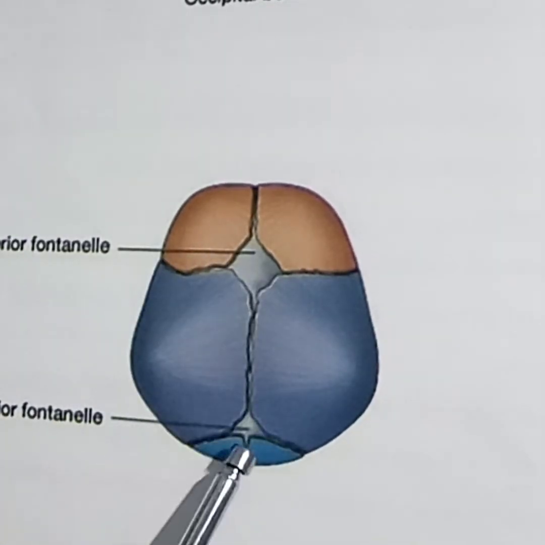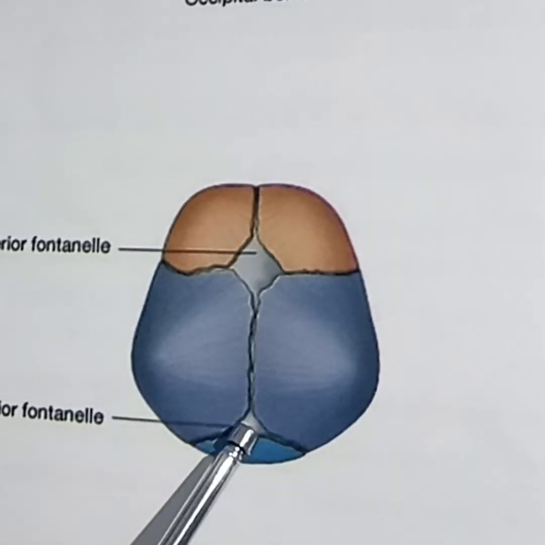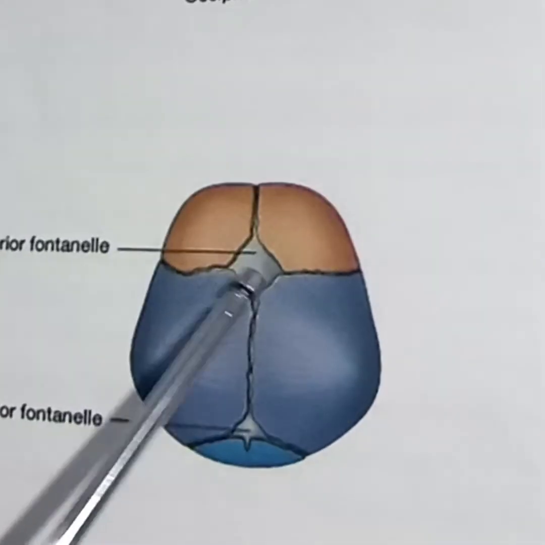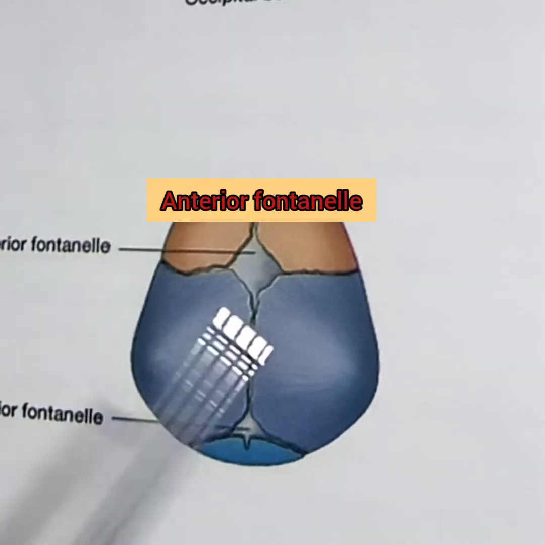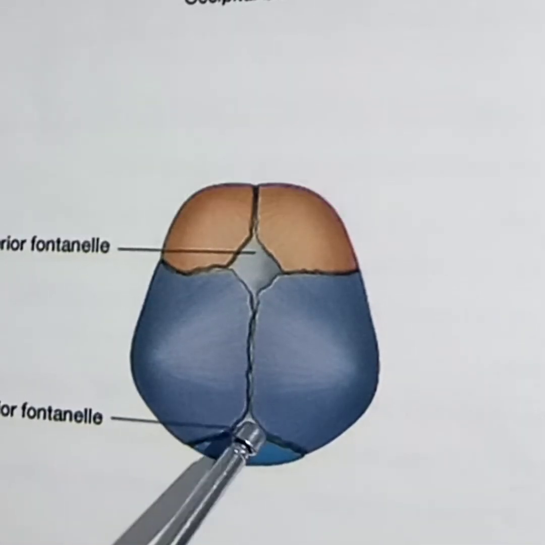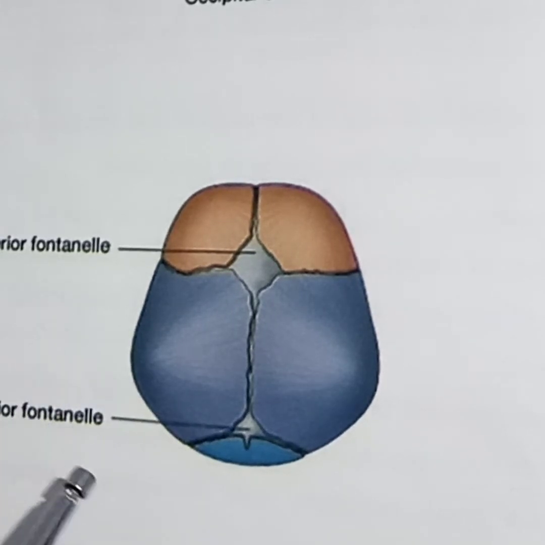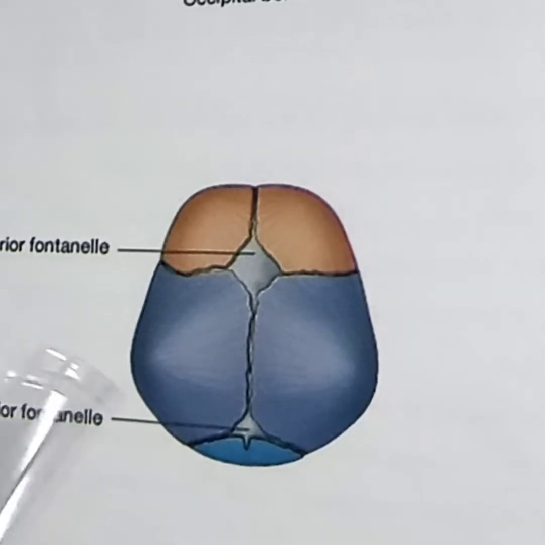We have 6 gaps in the fetal skull. 2 are single and appear in Norma verticalis. At the site of the bregma, there is a membrane named anterior fontanelle. At the site of the lambda, there is a membrane named posterior fontanelle. Other fontanelles will appear in Norma lateralis.